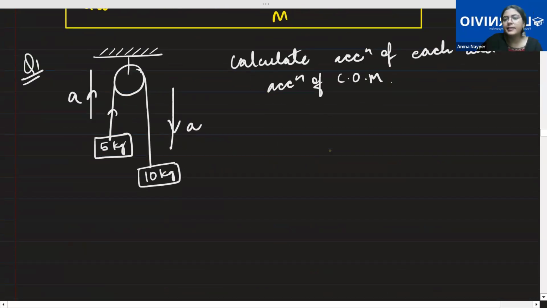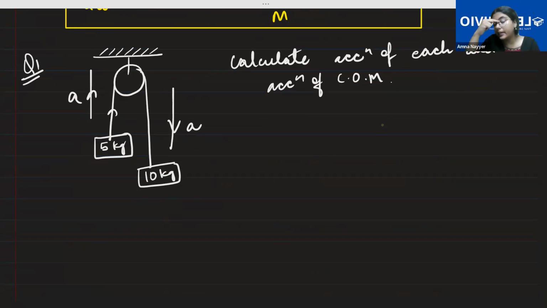See, this says calculate the acceleration of each and the acceleration of the center of mass. So the acceleration of each can be calculated using the concept of the laws of motion which we have studied: tension, free body diagram and everything. See, this is a 5 kg body. Here tension will be there. Downwards 50 will act, right? 5g. In fact, I'll write it as 5g. This is tension and downwards 10g will act.